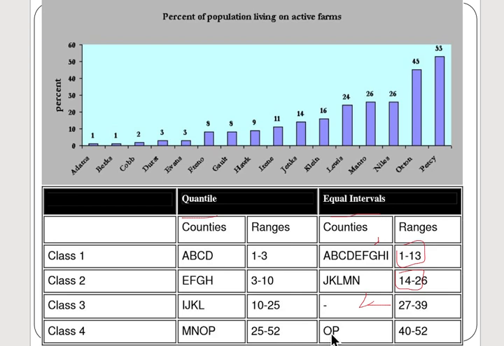So if you do this type of classification, you'll have a 0, you won't have a county here. Whereas if you do this classification, the quantile, you will have a classification for class 3.